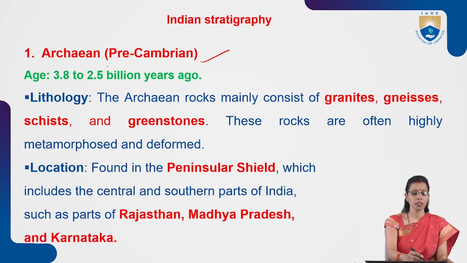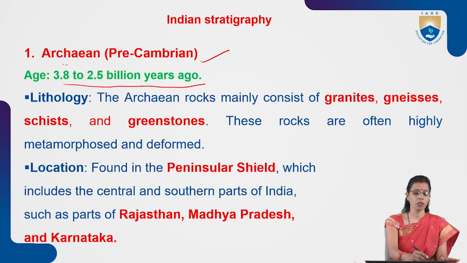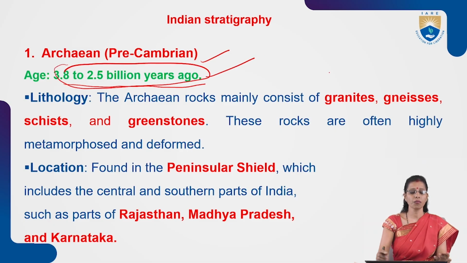In this age, it was older, about 3.8 to 2.5 billion years ago. So this much old it was. This age we call the Archean or Precambrian age. This was the age where the lithology, the Archean rocks, mainly consist of granites, gneisses, schist and greenstones.